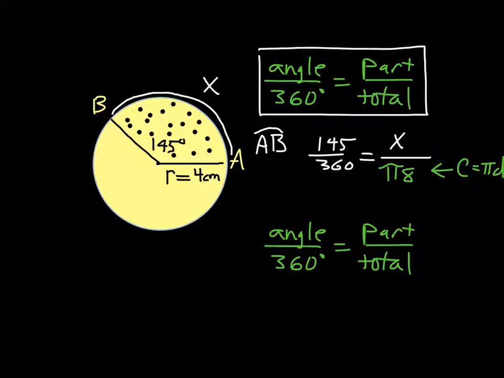You could reduce the fraction on the left-hand side if you wanted to, or just get right into the cross multiplying. So 8 times 145 is 1160. When I multiply those together, I get 1160 times the pi, which is still there. So 8 pi times 145 is 1160 pi. Cross multiplying the other two gets me 360x, and then divide both sides by 360.